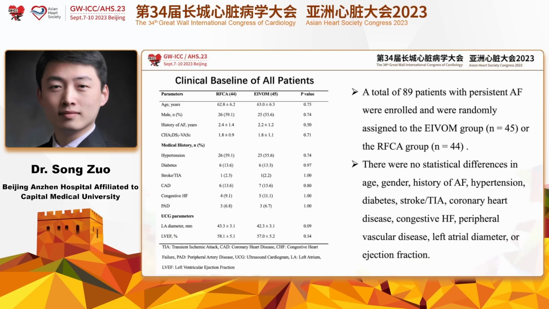A total of 89 patients with persistent AF were enrolled and randomly assigned to the EIVOM group, which included 45 patients, or the RFCA group, which included 44 patients. From this baseline table, we can see there were no statistically significant differences in age, gender, history of AF, hypertension, diabetes, stroke, TIA, coronary heart disease, congestive heart failure, peripheral vascular disease, left atrial diameter, or EF value.